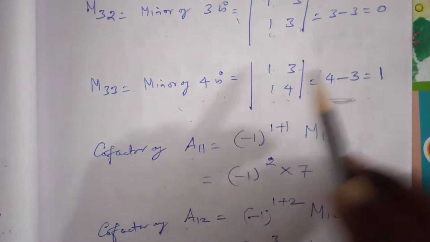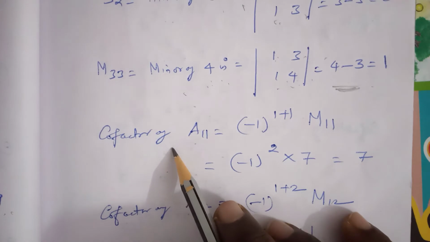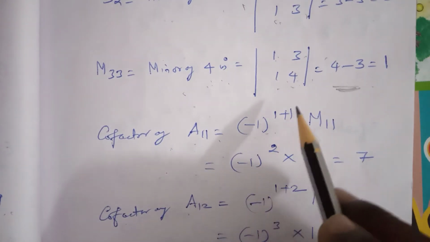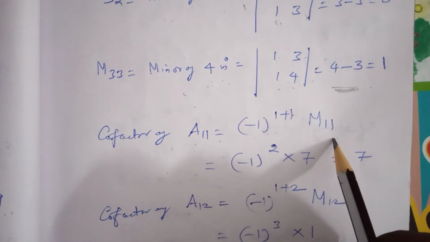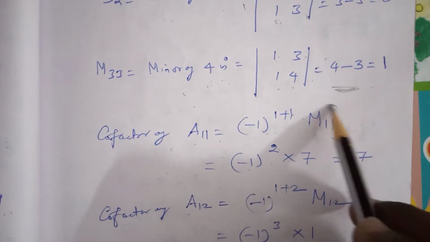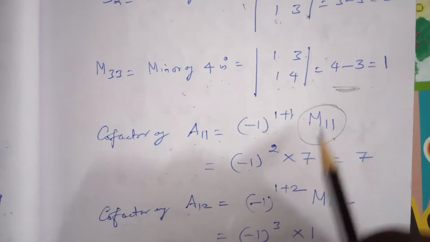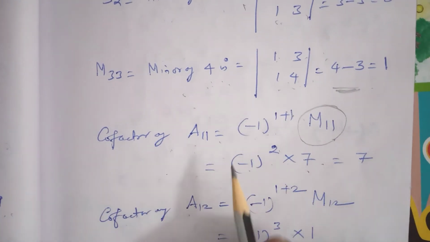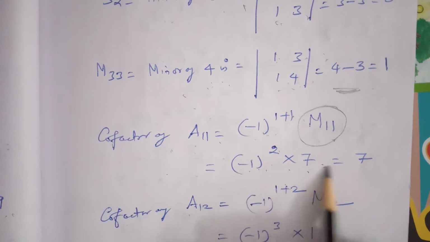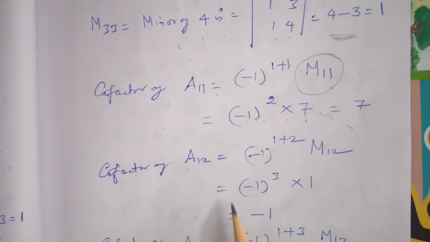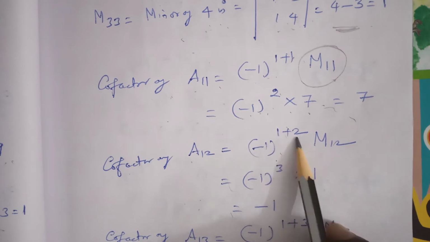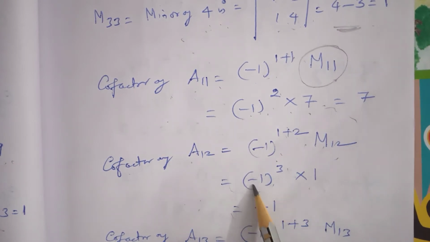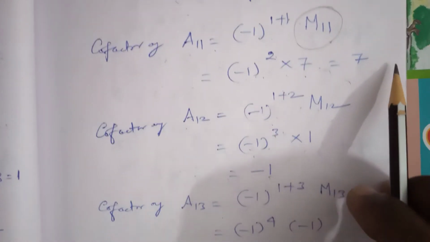After that we have to calculate the cofactor of the 3 by 3 matrix. Cofactor of A11: the formula is minus 1 power 1 plus 1 into M11. Minus 1 squared into M11, whose value is already known, the corresponding minor value is 7. So minus 1 whole squared is plus 1, and 1 into 7 is 7. Cofactor of A12: minus 1 power 1 plus 2 into M12, minus 1 whole cube. And M12 value is 1. Minus 1 cube is minus 1.